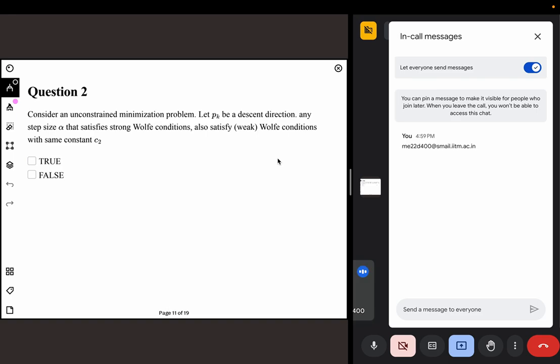Again, second problem. Consider an unconstrained minimization problem. Let pk be a descent direction. Any step size alpha that satisfies the strong Wolfe conditions also satisfies the weak Wolfe conditions with the same constant c2. Is this true or false?